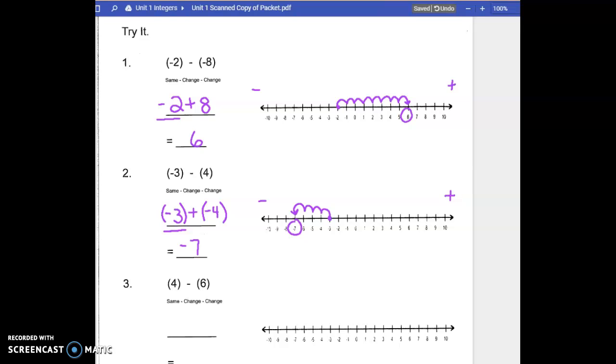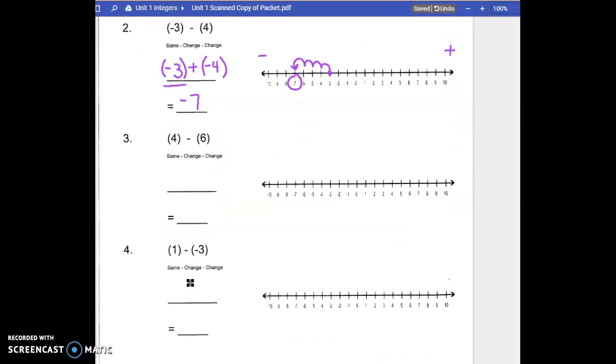Okay, so now I'm going to bump this up. You're going to work on 3 and 4. So first thing you're going to be asked to do is go from a subtraction problem to changing it to an adding of the opposite, or in other words, doing that same, change, change. So for 4 minus +6, you are going to get +4 plus -6, because the 6 inside our parentheses goes to -6.